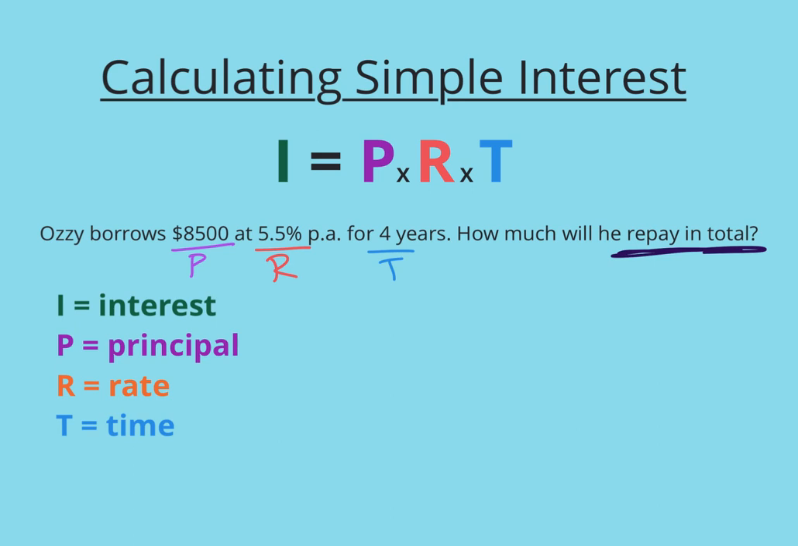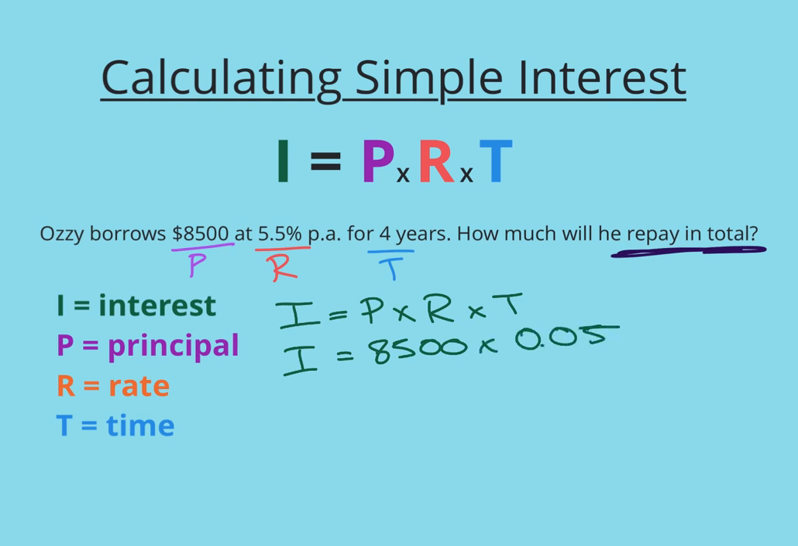Okay, so let's put that into our formula. So we've got I is equal to P times R times T. So our principal is $8,500. Our rate is 0.055 and our time is 4 years. Pop that into our calculator. So the interest that Aussie will have to pay is $1,870.